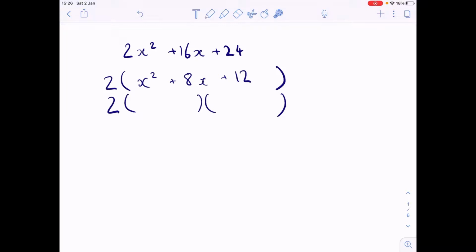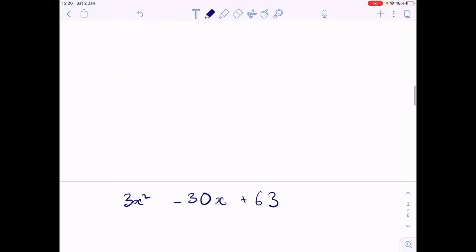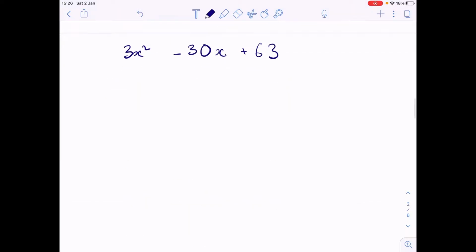I'll leave the 2 on the outside, and we're looking for 2 numbers that multiply to 12 and sum to 8. That's going to be 6 and 2. Both are positive, so I know I've got 2 positive numbers in here: 6, 2, x, x. Okay, let's have a look at the next one.